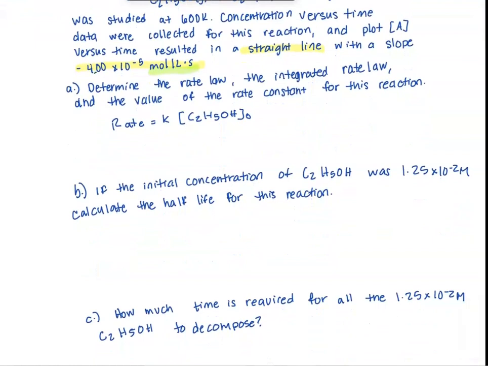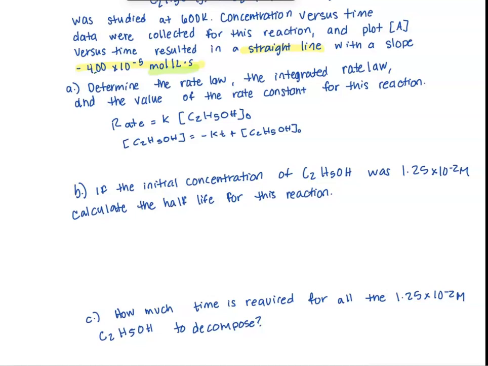And then that means that our integrated rate law will be written as follows. We will have a concentration, which is C2H5OH, equals negative K constant times T, and then it'll be plus the initial concentration, in this case C2H5OH not.